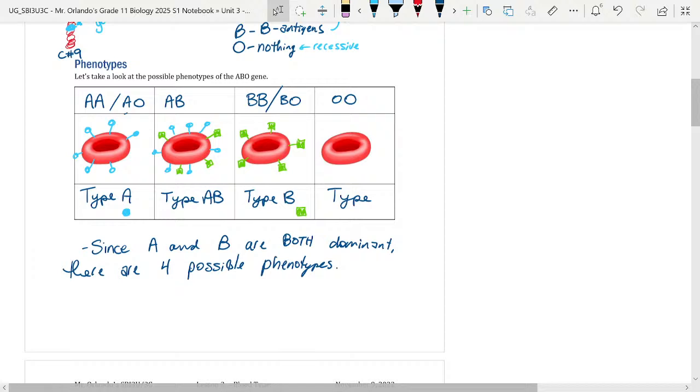Okay, and then we know that there's actually a third antigen that we can have. So why didn't we include it in this discussion? What's the third antigen? There's the A antigen, the B antigen, and RH. Yes. The RH antigen.